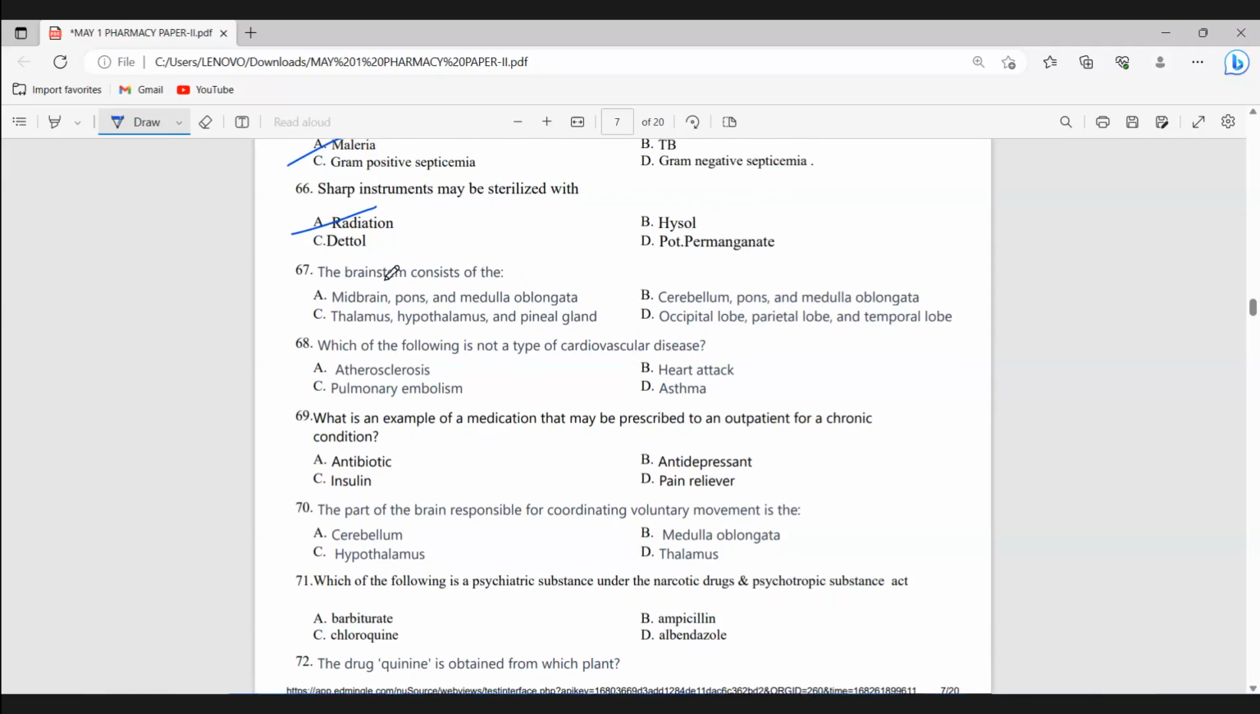Then 67, the brainstem consists of midbrain, pons and medulla oblongata.